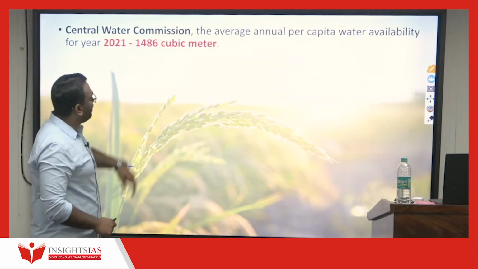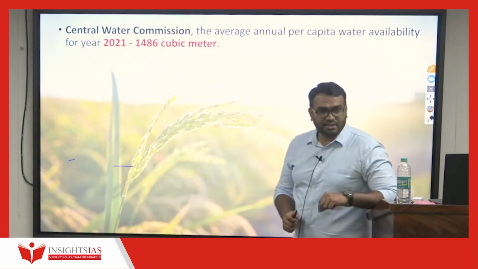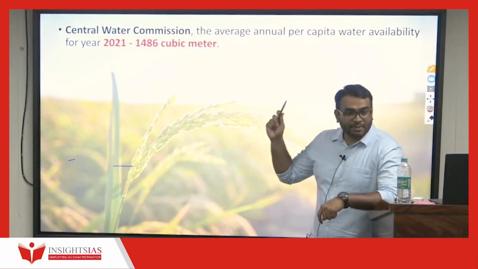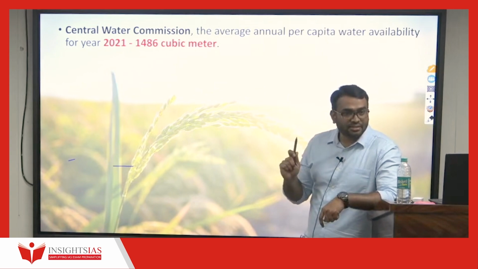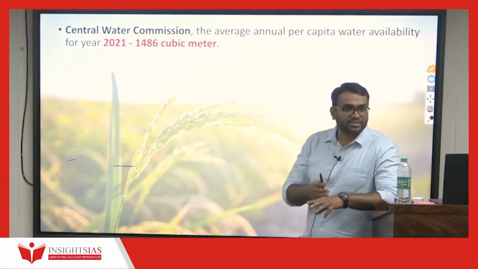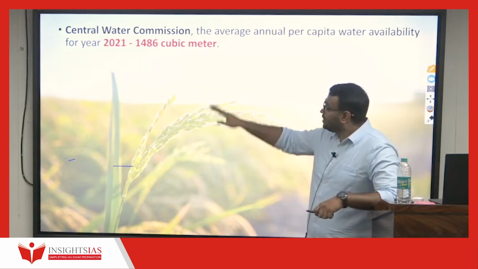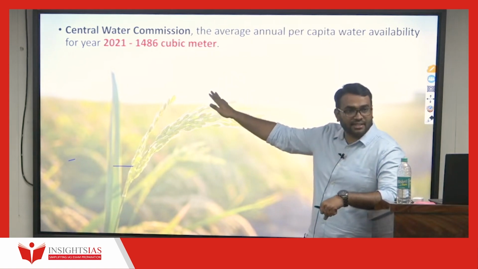Correct? Then can we start the answer from water scarcity? Can you give the realistic situation of India with respect to water scarcity? Yes or no? So that would be the better way, correct? See, here I have taken this from CWC, Central Water Commission. It is saying that the per capita availability of water in India is 1486 cubic meters. Are you getting? Somewhere around 14 lakh liters of water is available for an individual per year. In other words, I can say this belongs to the water stress category.